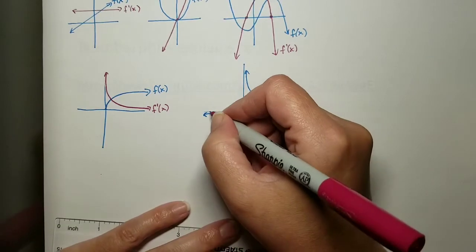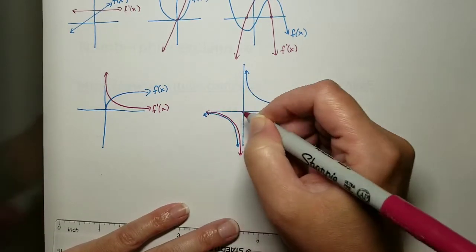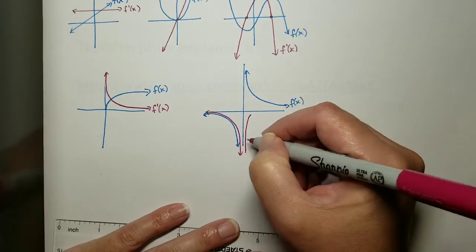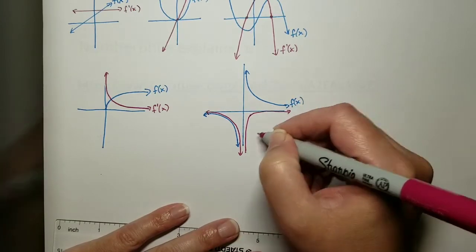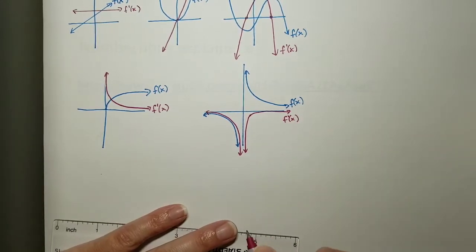So the derivative would actually mirror this shape here and be down in that side there. So that's what that derivative might look like.